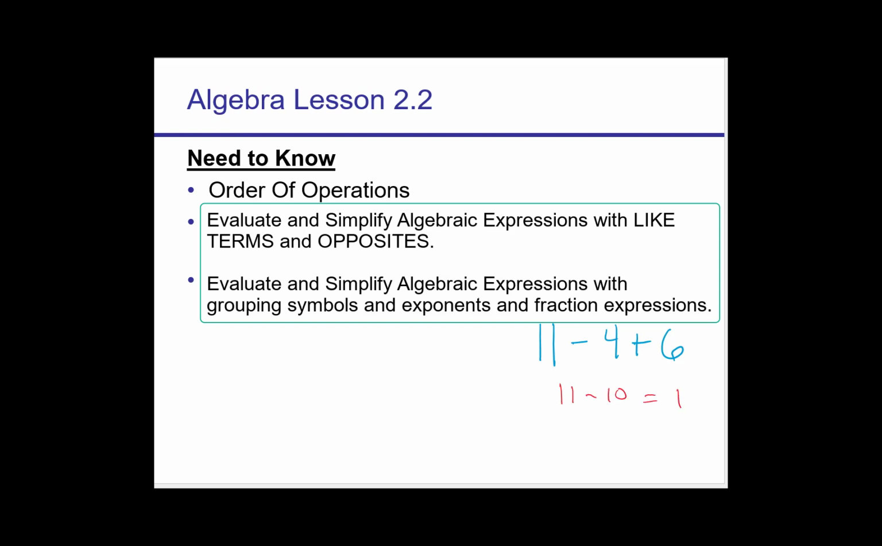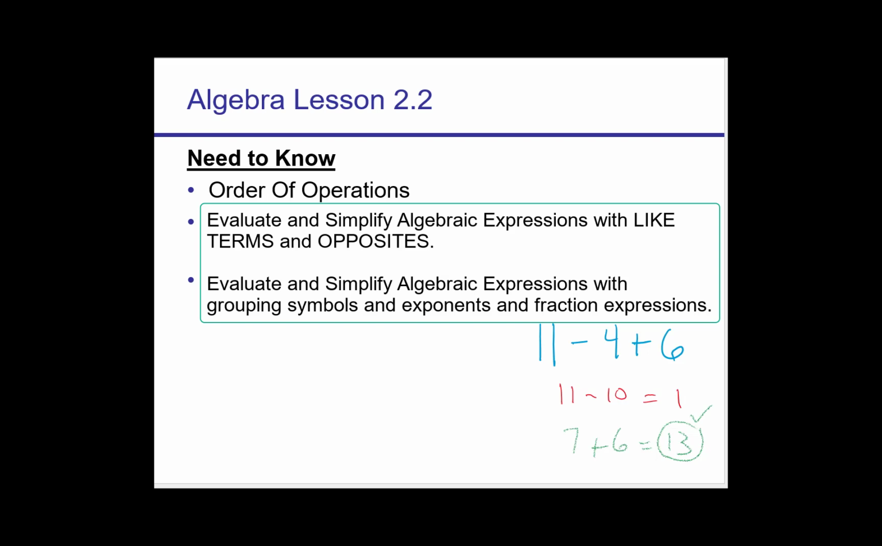Easy, right? But wait, somebody else might have said, wait a minute, 11 minus 4 is 7 plus 6, which equals 13. Now, how can we have one problem with two answers when we cannot have that? There's only one answer to this problem. Turns out 13 is the correct one.